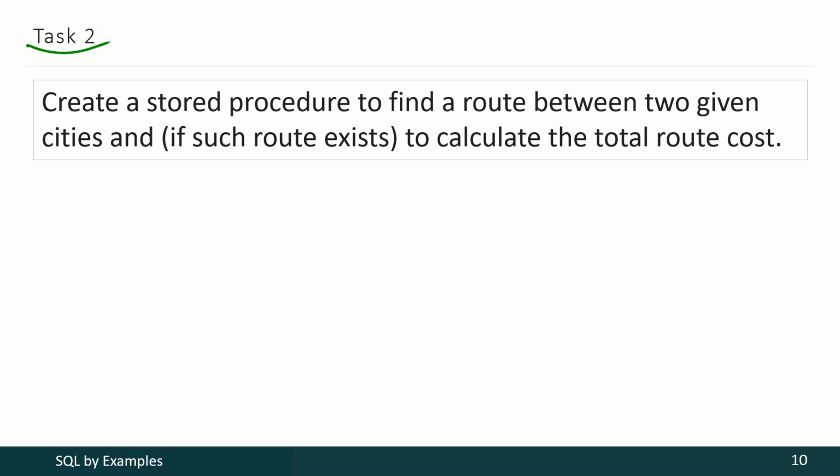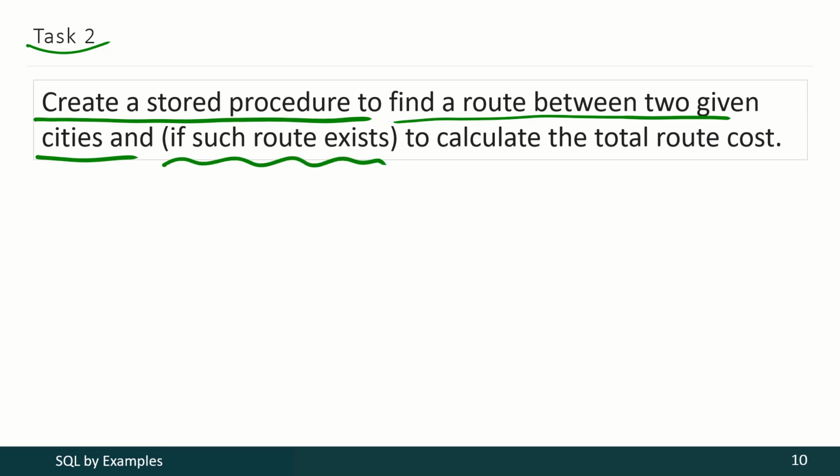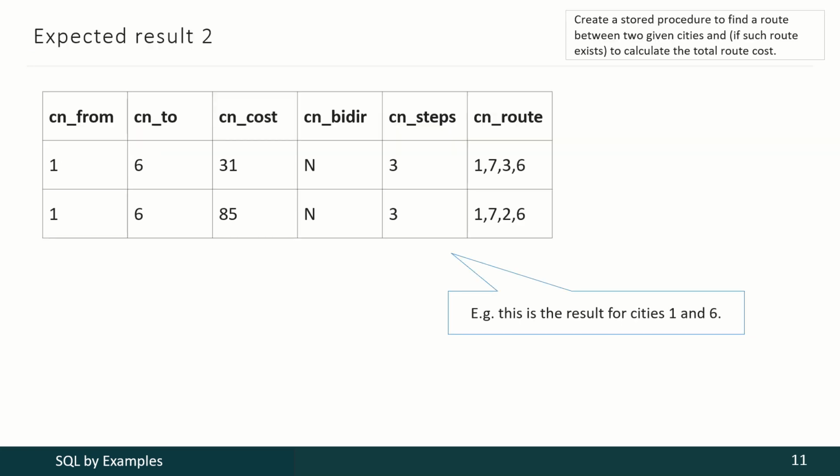In the second task we have to create a stored procedure to find a route between two given cities, and if such a route exists, to calculate the total route cost. The expected result for this task is the next. Imagine that we are searching for a route between cities 1 and 6, and we see that there are two variants here with the following costs.